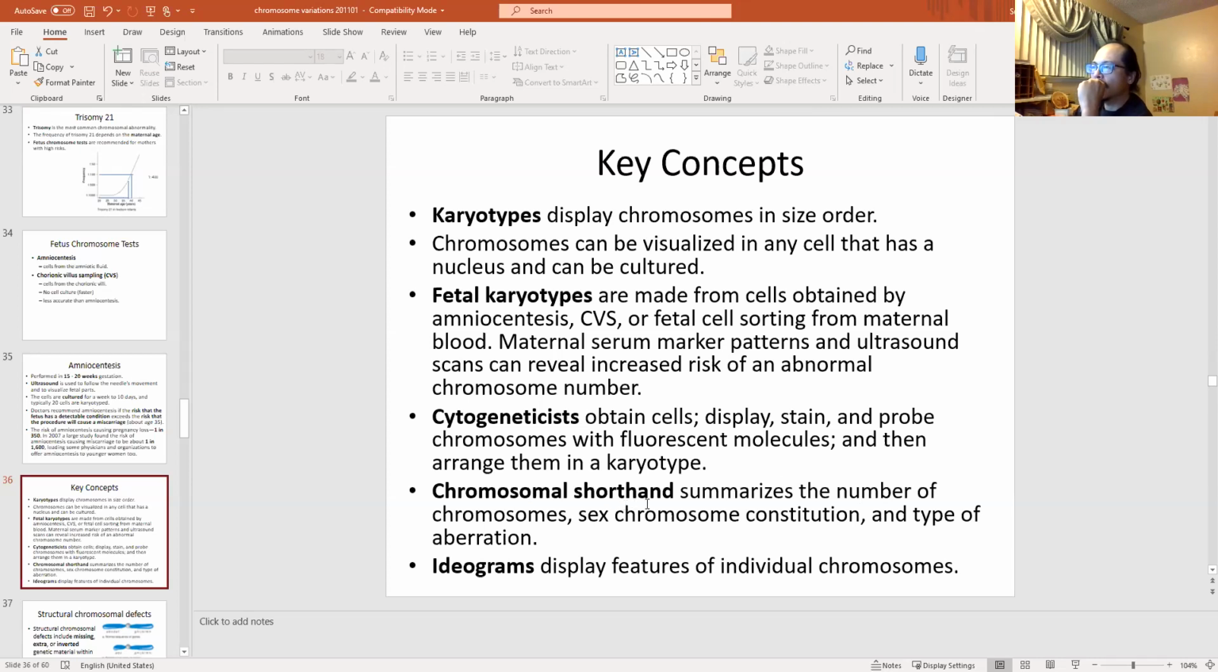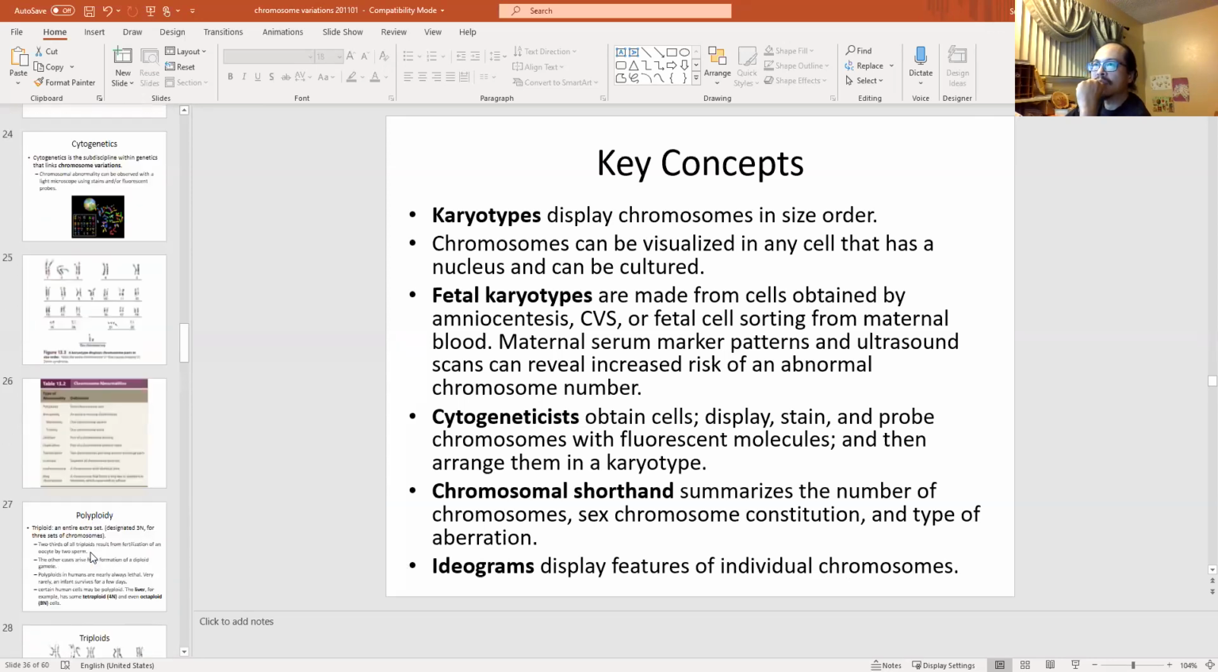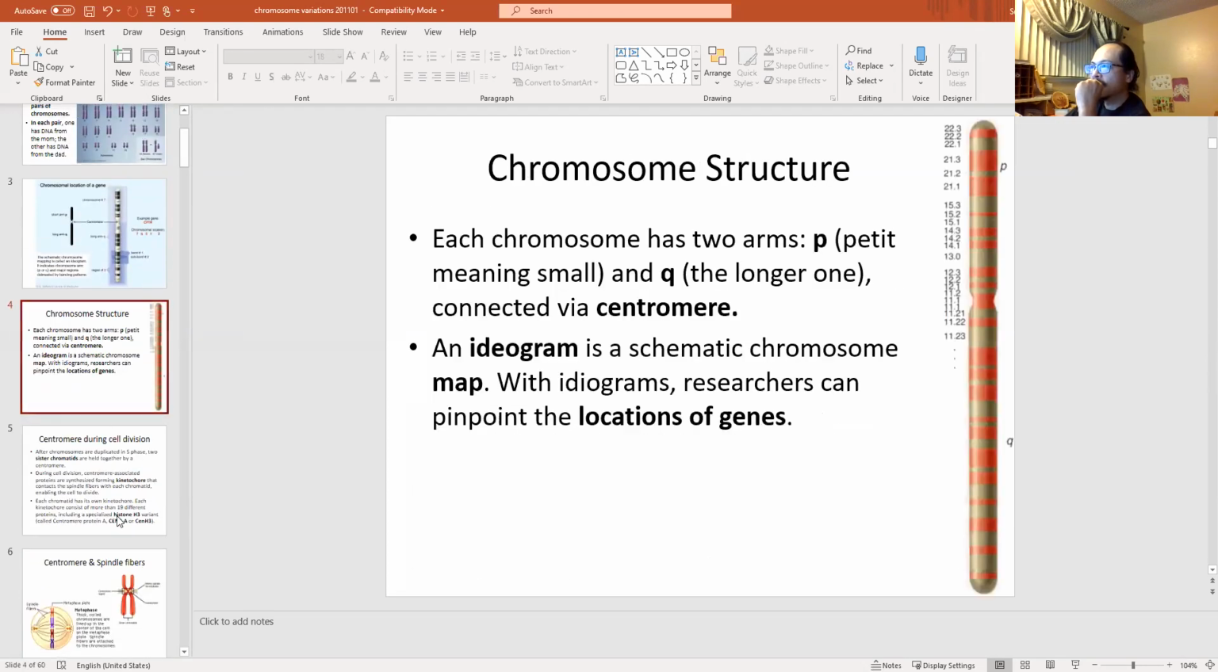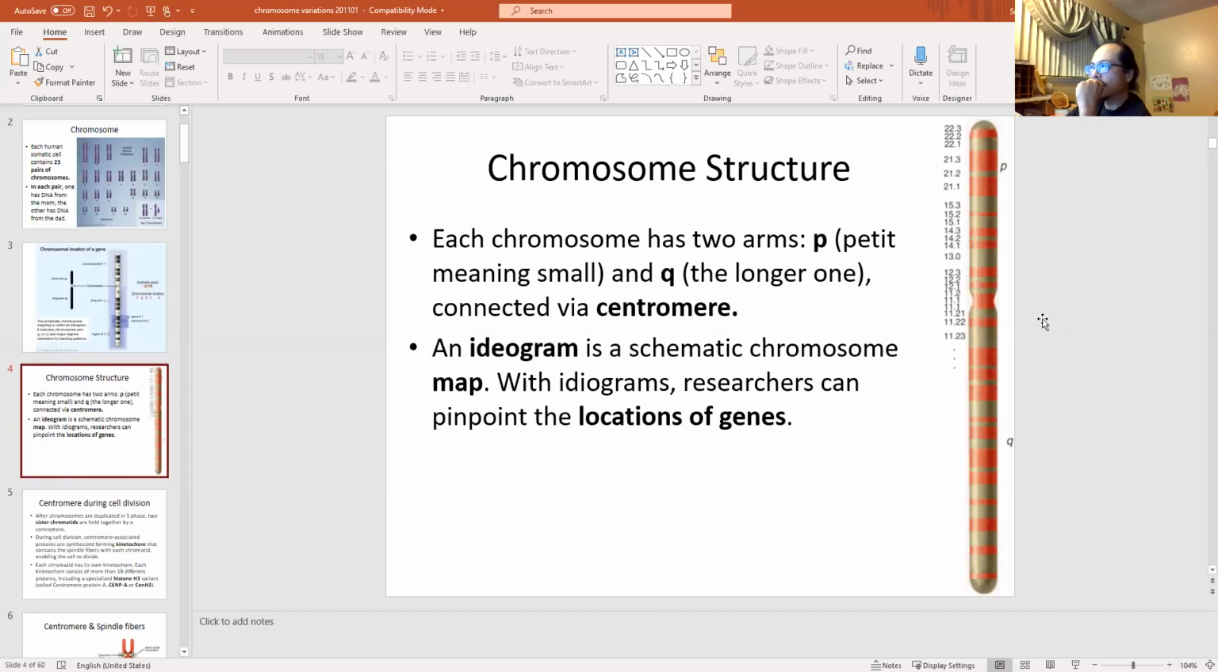Chromosome shorthand can very quickly summarize a chromosome abnormality or chromosome situation. Ideogram displays the features of an individual chromosome. We showed this at the very beginning, the ideogram. It is a graphic, schematic way to present the location of these bands and the location of the genes.